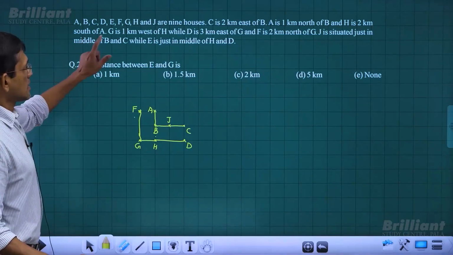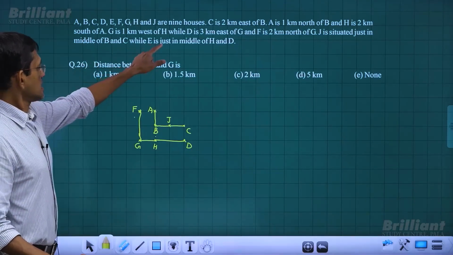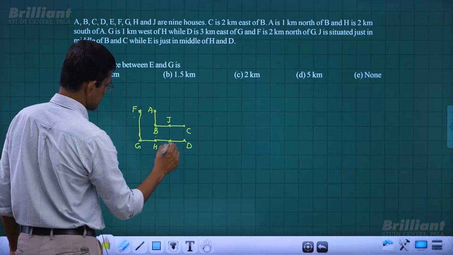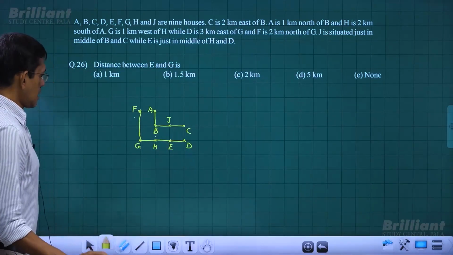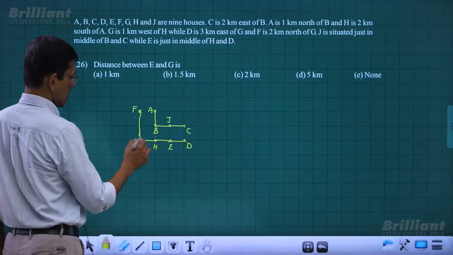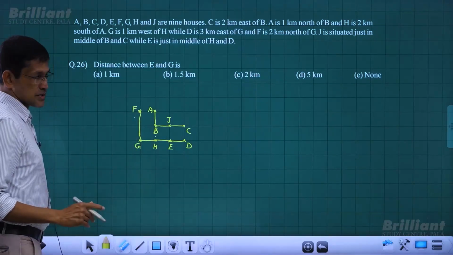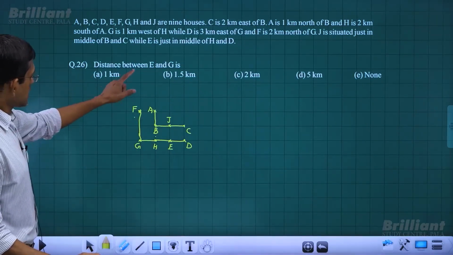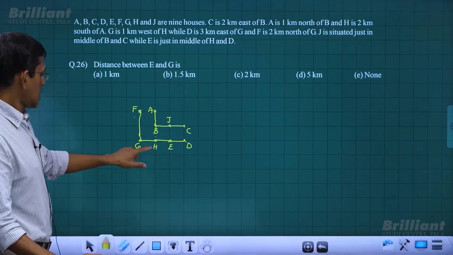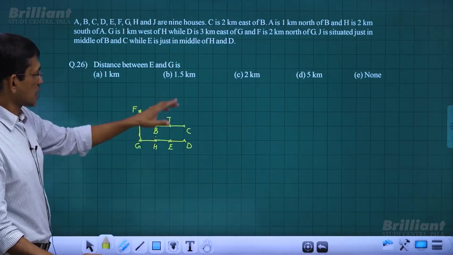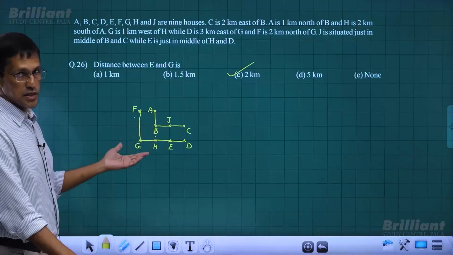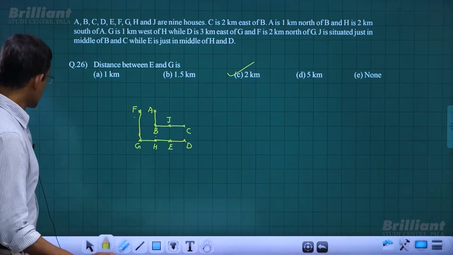J is situated just in the middle of B and C, while E is just in the middle of H and D. So E must be here. And these distances, this is 1 kilometer, 1, 1, and this distance is 2 kilometers. Distance between E and G: E is here and G is here, so it's 2 kilometers. You may mark the kilometers in between as well, so that it is easy to deal with this kind of question.